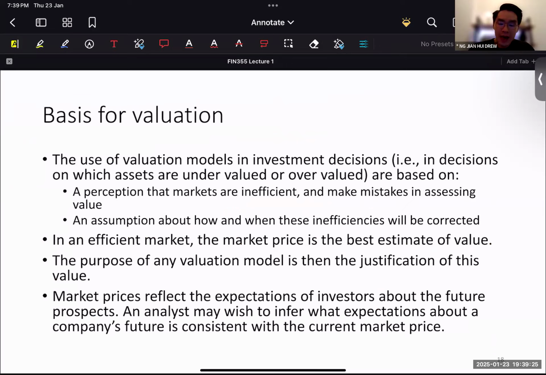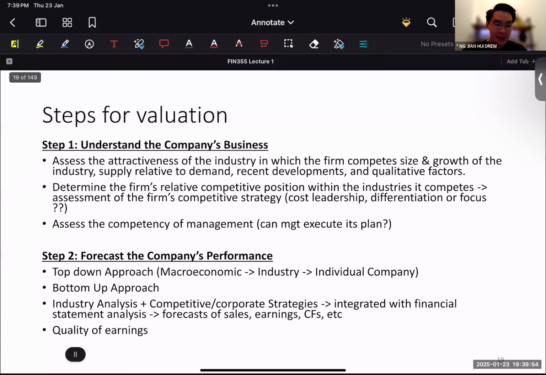In order for valuation to make sense, we must have some inefficiencies that will allow us to make a valuation call and say, oh, you know what? Actually, this item is not priced correctly, and therefore valuation will make sense. That's why we bring in the idea of the efficient market hypothesis. So there must be some inefficiencies for valuation to make sense. That's what I'm trying to say here.